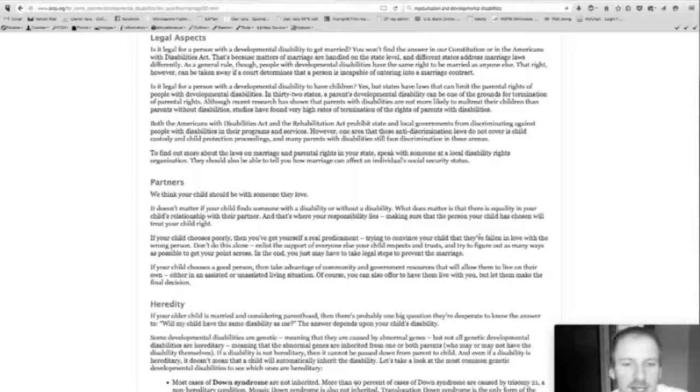Enlist the support of everyone else your child respects and trusts, and try to figure out as many ways as possible to get your point across. In the end, you may just have to take legal steps to prevent the marriage. Wow, it sounds like a lot of drama there. I don't know. If your child chooses a good person, then take advantage of community and government resources that will allow them to live on their own, either in an assisted or unassisted living situation.